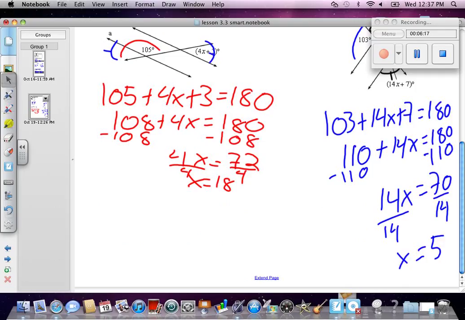So the real point of all of this is just to remember, if you're trying to prove things are parallel, you're going to use the converse. If you already know they're parallel, you're going to use the regular one.